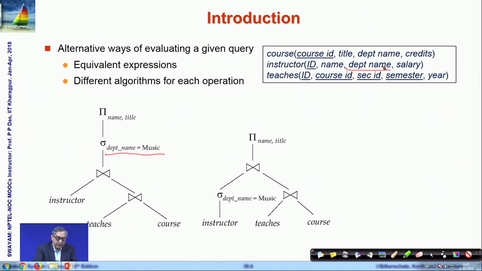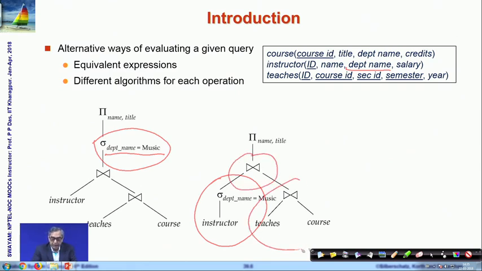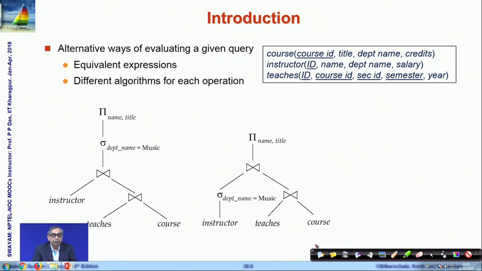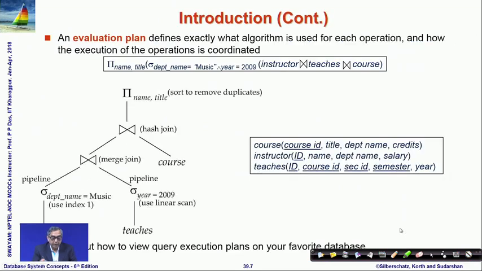So, what if instead of doing the join and then the selection as we are doing here, we first do a selection on the instructor relation itself, then join it with the join of teachers and courses, and finally do the projection? We should actually get the same result. This is a simple example of equivalent relational expressions that we can make use of in our query processing.